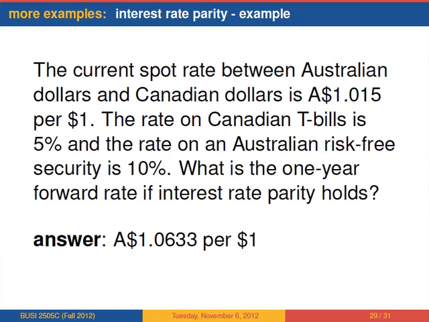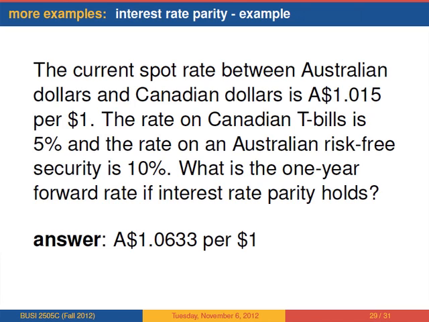The second one is the current spot rate between the Australian dollar and the Canadian dollar is 1.015 per Canadian dollar. The rate on Canadian T-bills, so that's a measure of the risk-free rate in Canada. So our CAD is 5 and our AUD is 10. What is the 1-year forward rate if the interest rate parity holds?